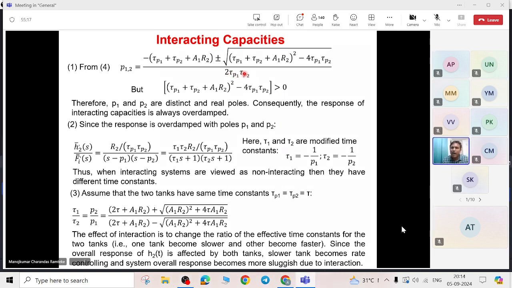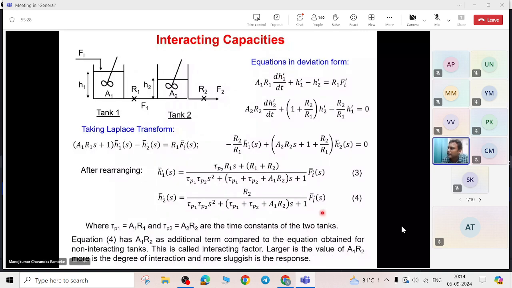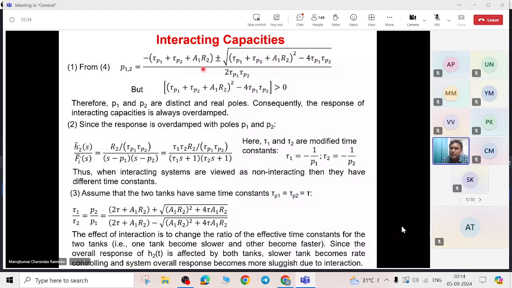Is it clear to everyone how we are writing this equation? We are trying to find out the roots of the quadratic equation. Remember, in this case, this denominator is quadratic in nature. We are trying to find out the roots of this quadratic equation, isn't it? So the roots will be given by this particular expression.